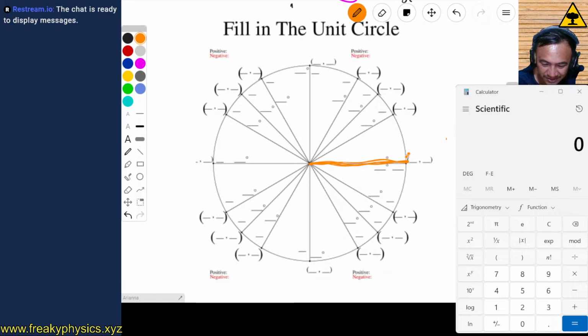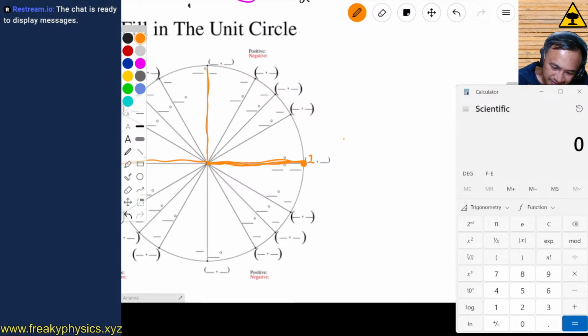What's the x coordinate of this point right here? 1. X coordinate is 1, right? What's the y coordinate of this? 0. Yeah, go ahead, just write that there. I forgot to remove the line.